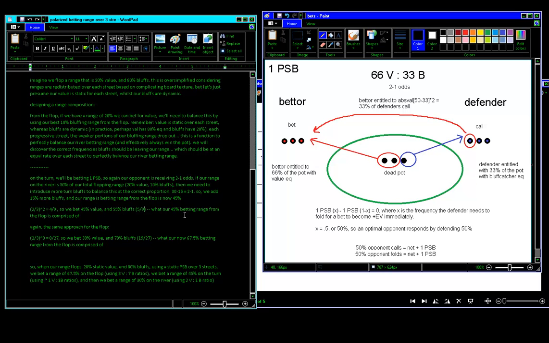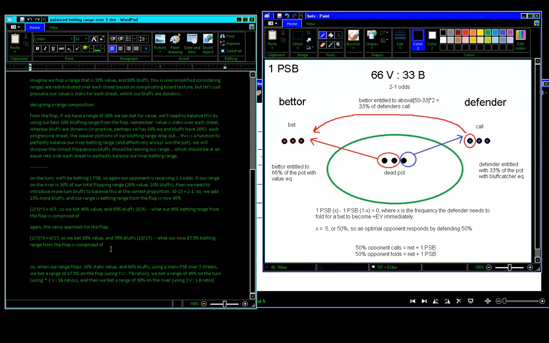So this is what our 45% betting range from the flop is comprised of. So we introduced 15% more bluffs to balance our range. But if we were moving forward like we are in practice, we would be throwing away 15% plus. That's important to acknowledge. So our 45% betting range on the turn is comprised of 45% value and 55% bluffs.